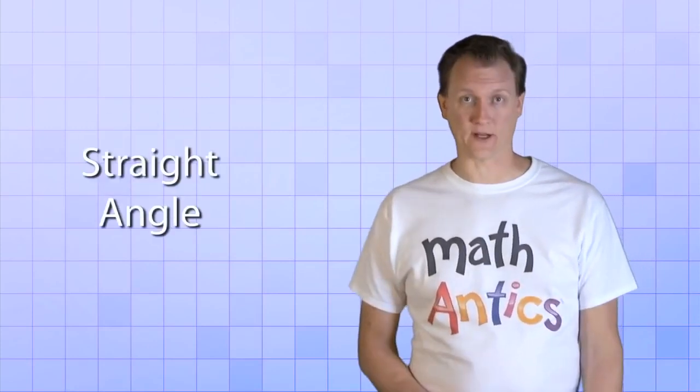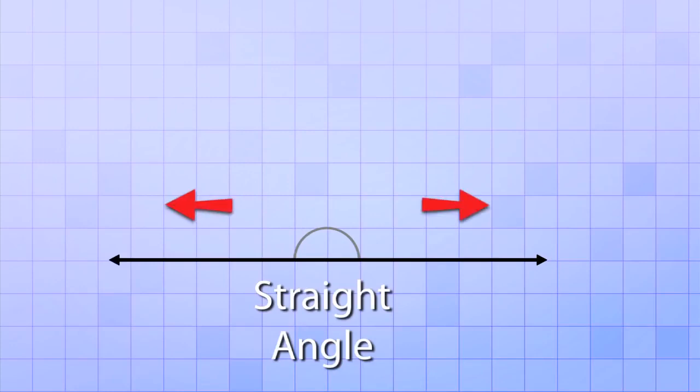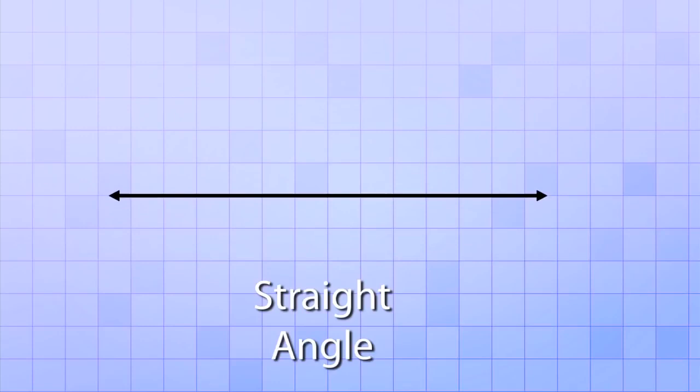It's called a straight angle. A straight angle is just what we get when we rotate our rays so that they point in exactly opposite directions. The result looks just like a straight line, which is why it's called a straight angle. Alright then, there's just a few more important geometry terms that we need to learn in this video.